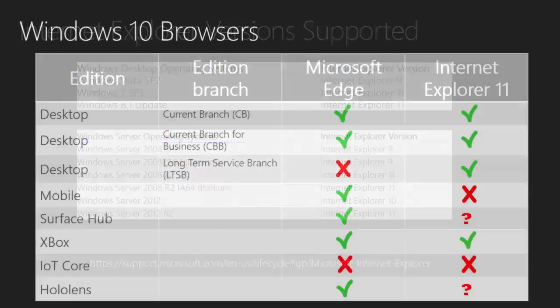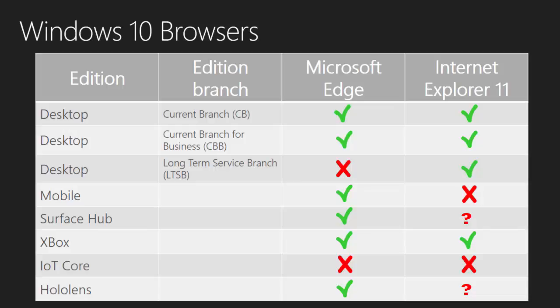Now, when we take a look at Windows 10 from a browser perspective, we've really got two different choices here inside the operating system. So from your typical desktop, whether it's the current branch or the current branch for business, what you can see here is that we've got a choice of either using Edge or Internet Explorer 11.